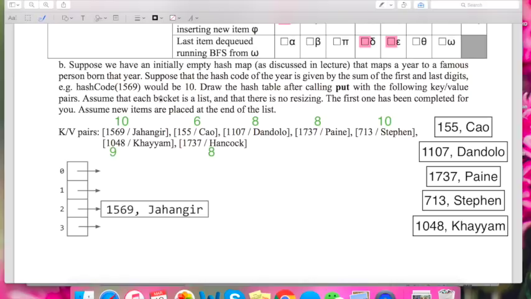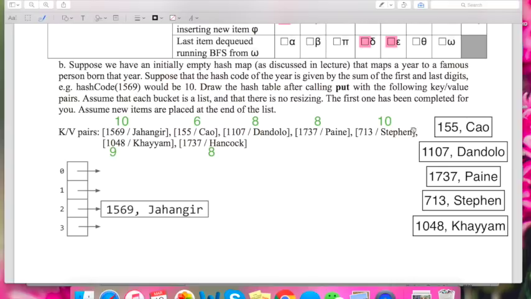So now let's move on to part B. It says, suppose we have an initially empty hash map as discussed in lecture that maps a year to a famous person born that year. Suppose that the hash code of the year is given by the sum of the first and last digits. So for example, the hash code of 1569 would be 10 because 1 plus 9 is 10. Draw the hash table after calling put with the following key value pairs. Assume that each bucket is a list and that there is no resizing. The first one has been completed for you. Assume new items are placed at the end of the list.